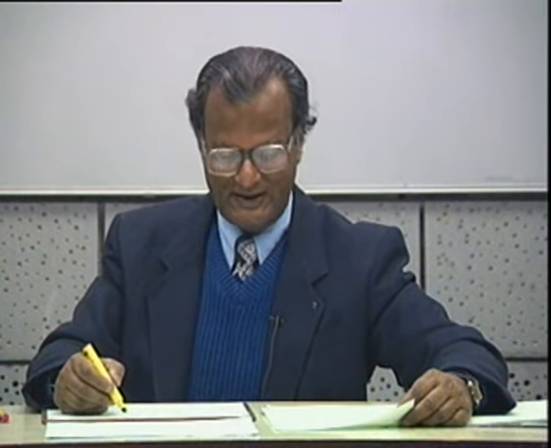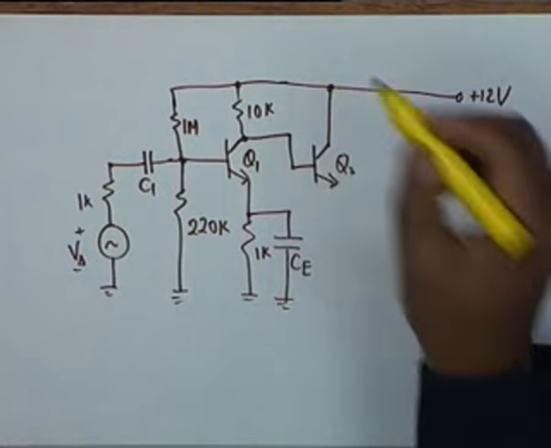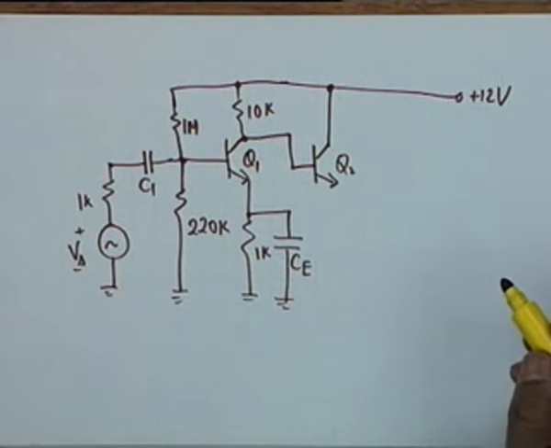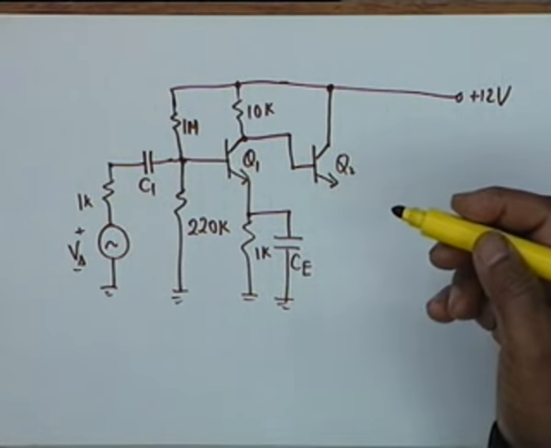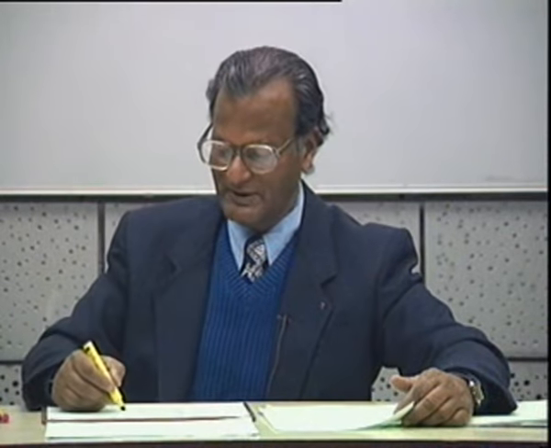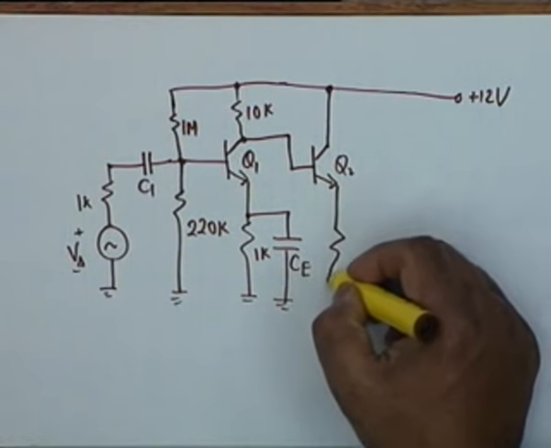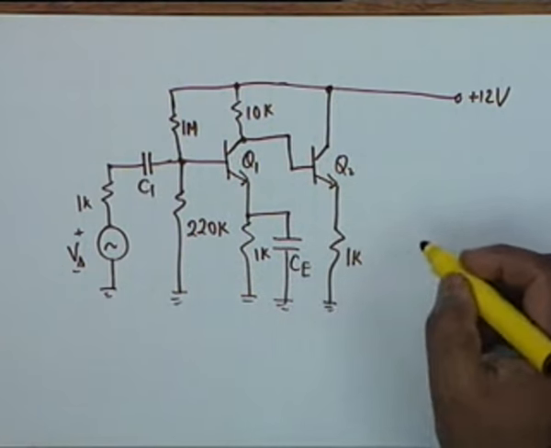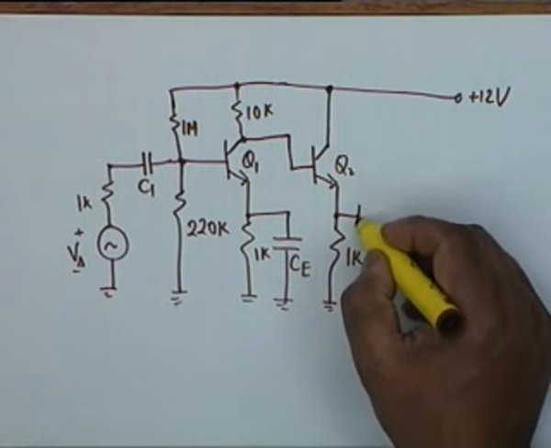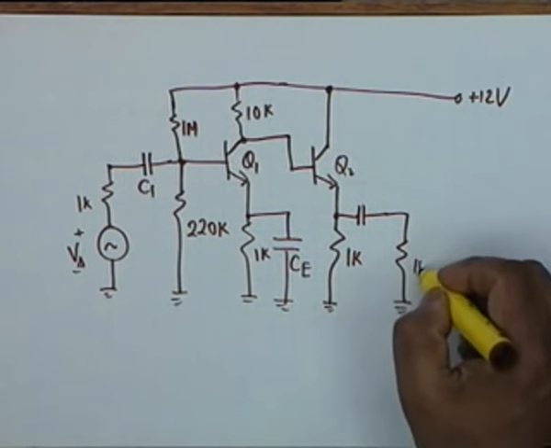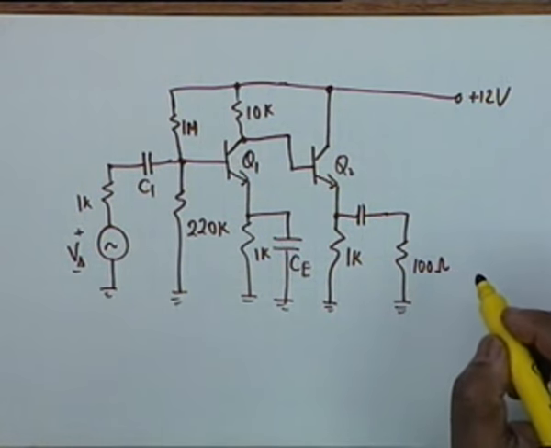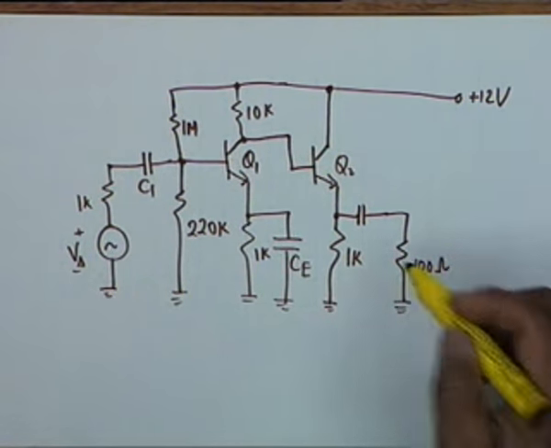Now this stage is a common collector stage. It's an emitter follower. There is no resistance in the collector, so obviously it is being used to reduce the output impedance. Okay, it cannot give voltage gain, it simply reduces the output impedance, and this resistance Re2 is 1K, and there is a coupling capacitor, and the load is simply 100 ohm. It could be a combination of loudspeakers. Load is simply 100 ohms.